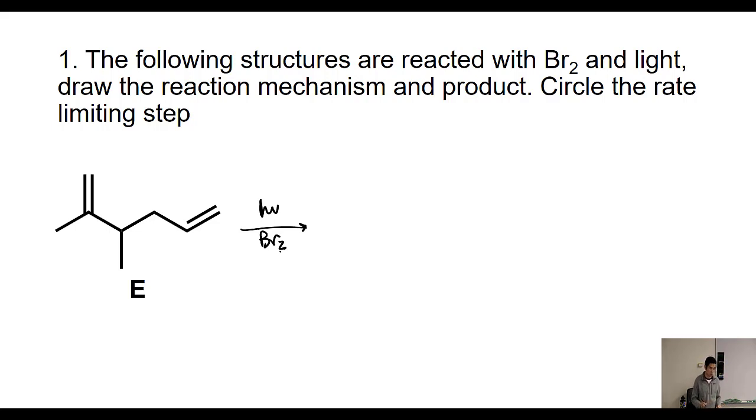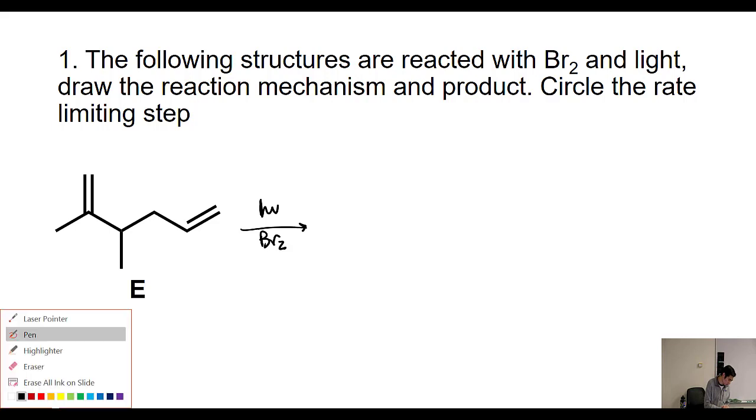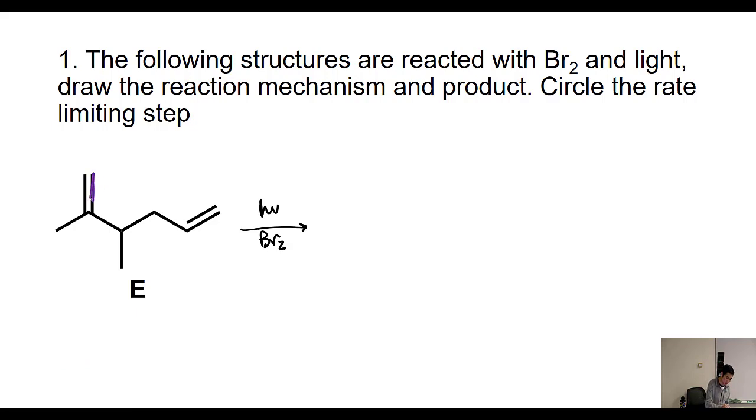So E, same thing. Light, Br2. Let's talk about our options. Let's do the first one in purple. I'm going to say that I work with this bond as resonance. If I do that, I have this. So if I do that, I'm going to abstract this radical. This is where I'm going to put the radical. And I get resonance like this.